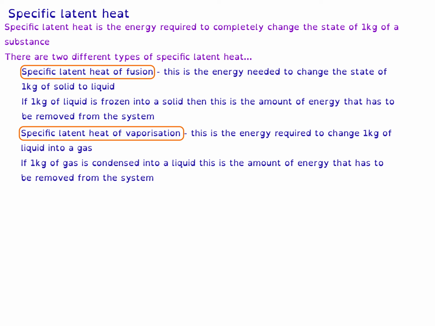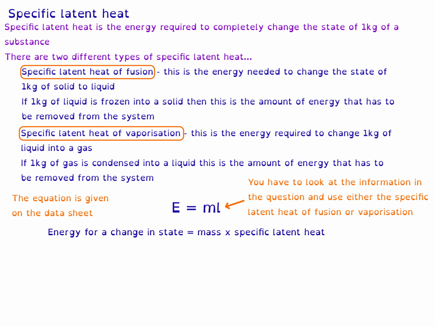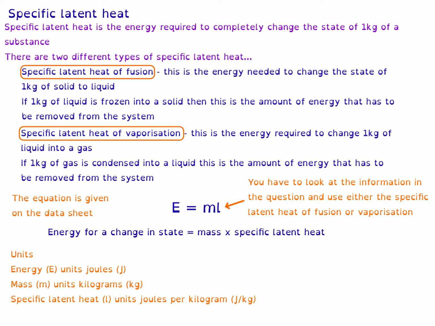The equation for specific latent heat is given on the datasheet, so you don't need to remember it. The equation is E equals m l. Energy for a change in state equals the mass times the specific latent heat. In the exam, you'll have to look at the information in the question and use either the specific latent heat of fusion or vaporization, depending on the circumstances of the question. The units: energy is in joules, mass is in kilograms, and specific latent heat is in joules per kilogram.